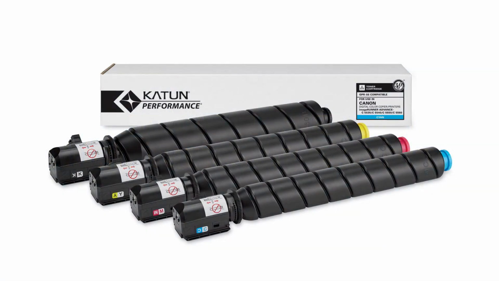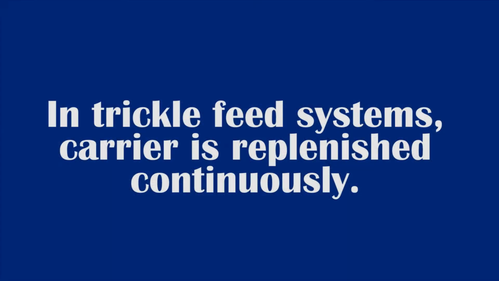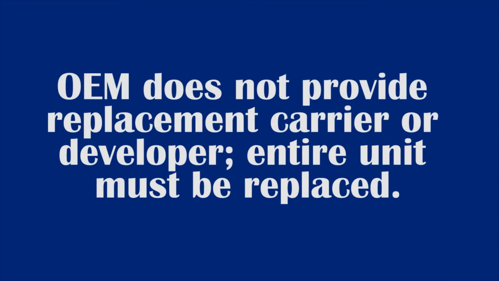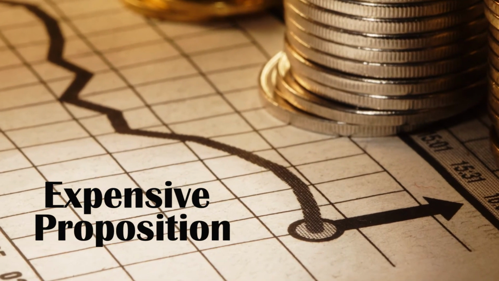In trickle feed systems, carrier and toner are included in the toner cartridge. This allows the carrier to be continually replenished in the Developer unit. For many applications, the OEM does not offer replacement carrier or Developer. Instead, the entire Developer unit must be replaced. This is usually an expensive proposition.